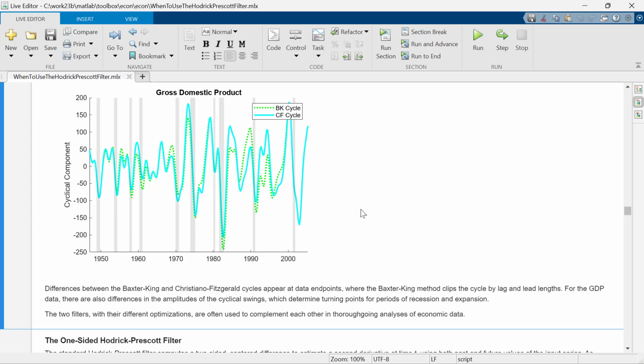And depending on the data you look at, they can be more or less different, but they're often used together, honestly, in most econometric research to compare them with their two different optimizations and their two different approaches to bandpass filtering, to get different takes on where these business cycles begin and end.